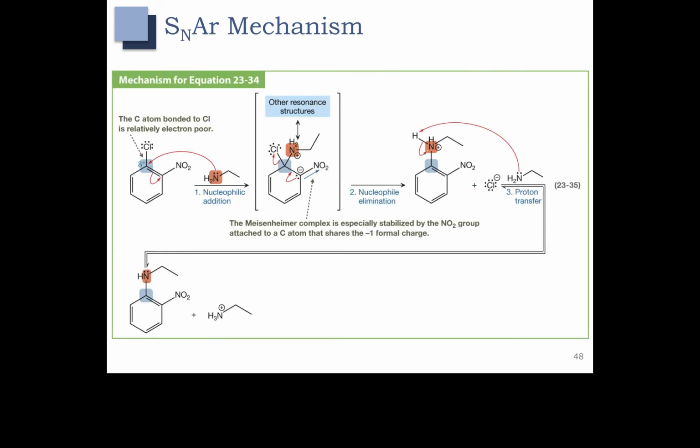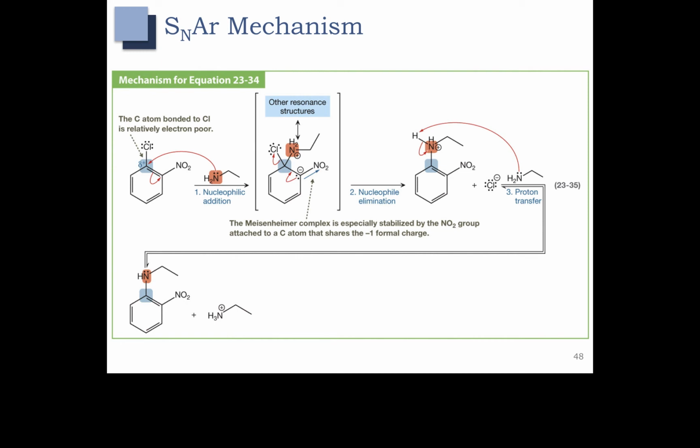Okay, this slide shows the mechanism in a little bit more detail. So first you can see the nucleophile attacking that carbon that's attached to the electron withdrawing group, or our leaving group here, and the electrons are going on to the benzene ring. And you can see the complex that's formed has the negative charge stabilized by the electron withdrawing group. This is called the Meisenheimer complex, and this is the complex that is critical to the nucleophilic aromatic substitution mechanism, and this is showing why that electron withdrawing group is important.